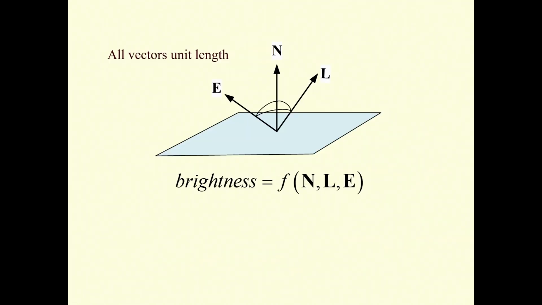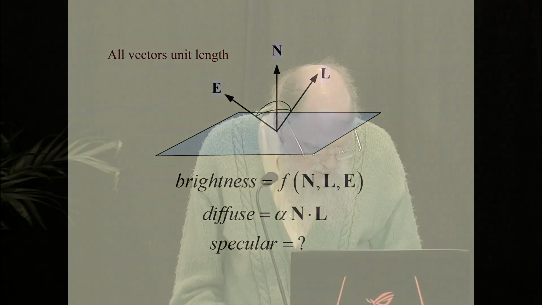So the whole thing has to do with calculating the brightness of something with the light coming from one direction, bouncing off a surface normal, and hitting the eye. How much light you get is some function of the vectors N, L, and E. The diffuse component is typically N dot L. That's fairly simple, but the trick is, how do we calculate the specular component? Warnock did something with light at the eye source, but actually Phong was the first one to do that.